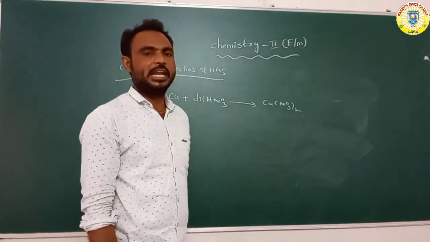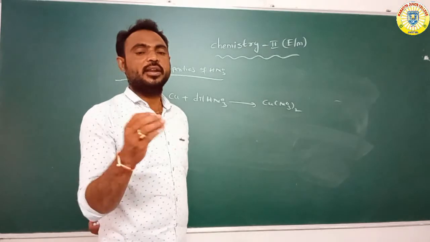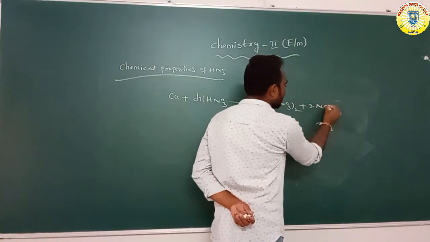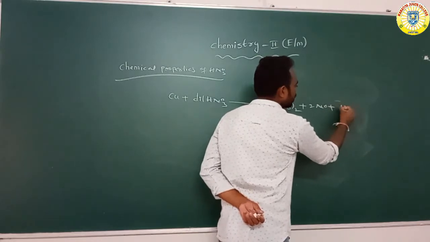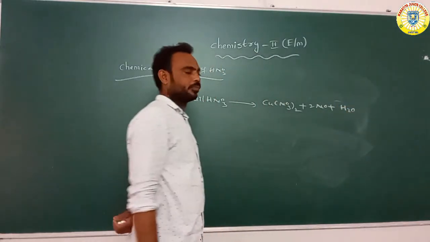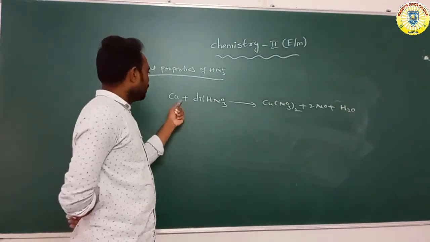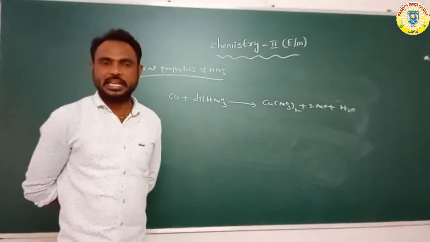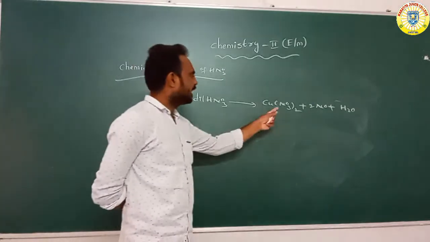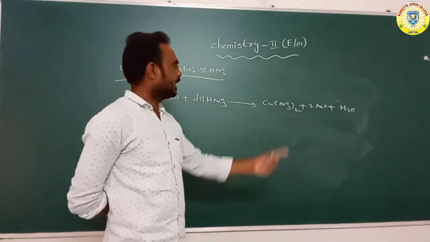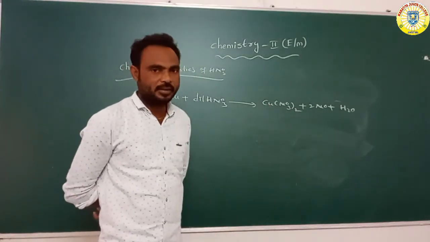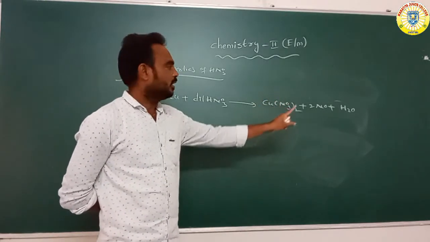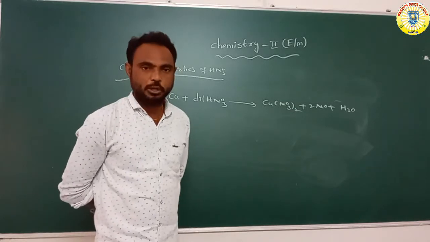CuNO3 taken twice means copper nitrate. Next further in this reaction to form NO and water molecules. Overall, copper reacts with dilute HNO3, nitric acid, to form three types of compounds: number one, copper nitrate, next nitric oxide, next water molecules.